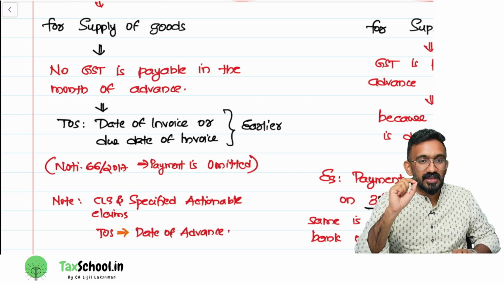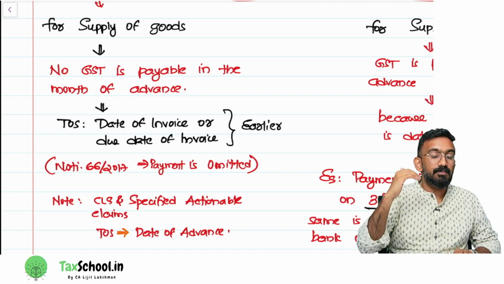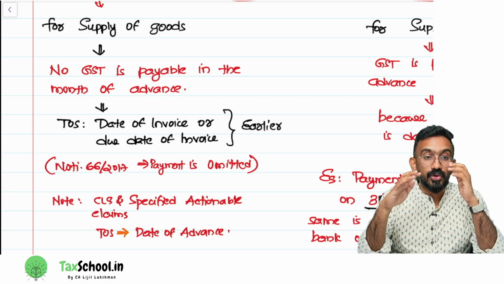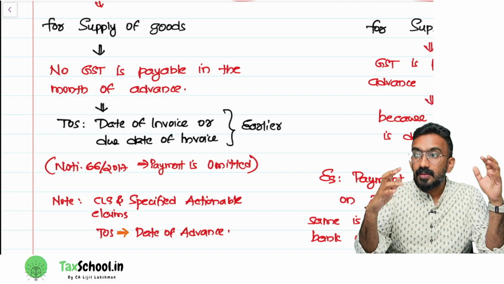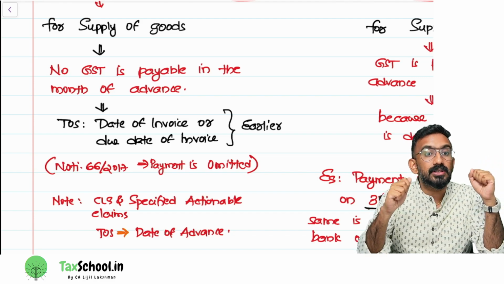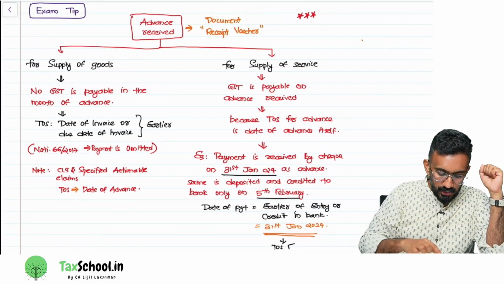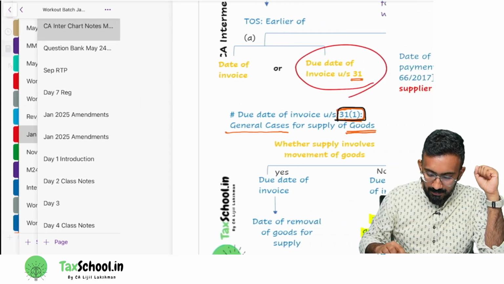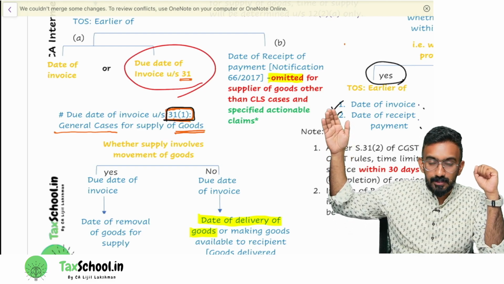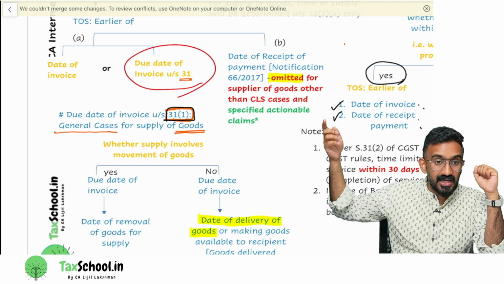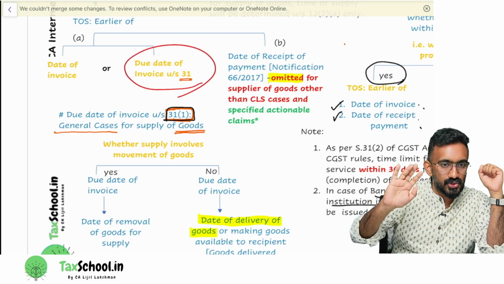What is advance? The payment that you receive before you give the goods, before you issue invoices, you are getting the money. Then the date of advance itself would become the time of supply in CLS cases and specified actionable claims, because your provision says compare what and what? Compare date of invoice, due date of invoice and date of receipt of payment. In advances in CLS and specified actionable claim, advance date would be earlier. All other cases in goods, you don't have to pay taxes on advances.